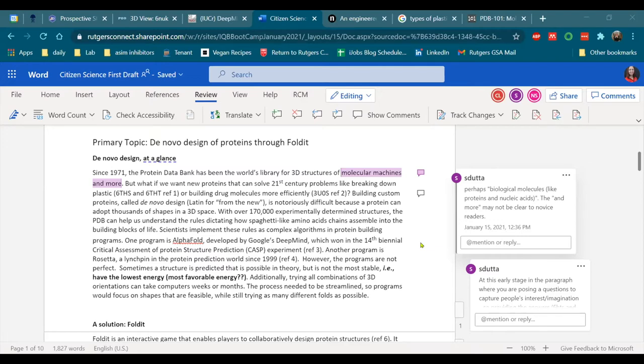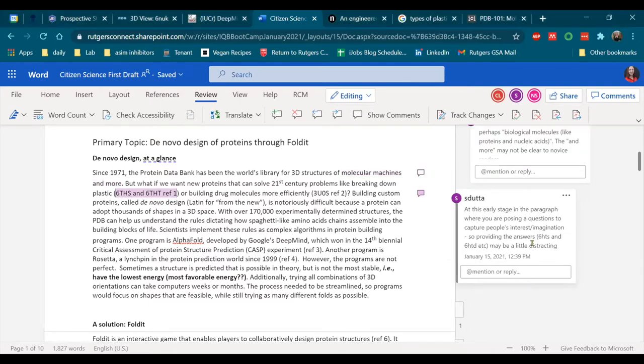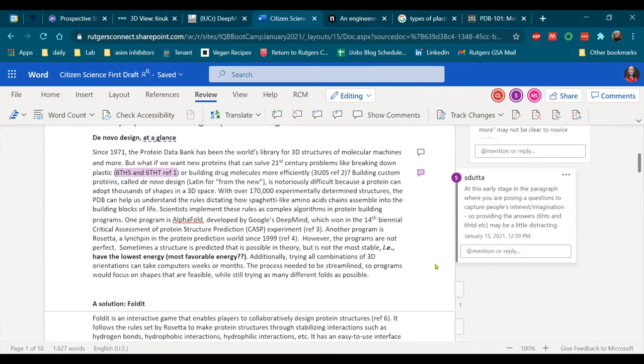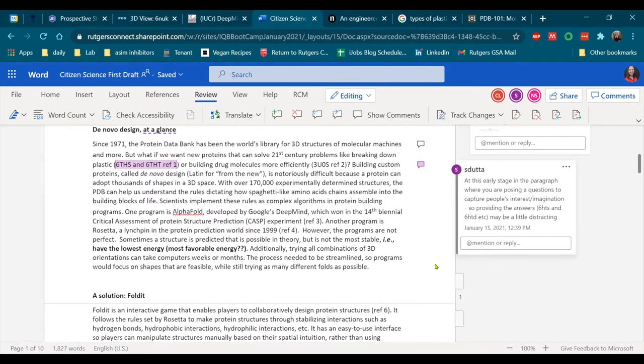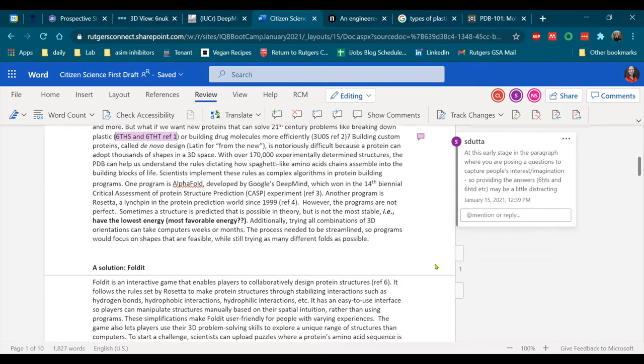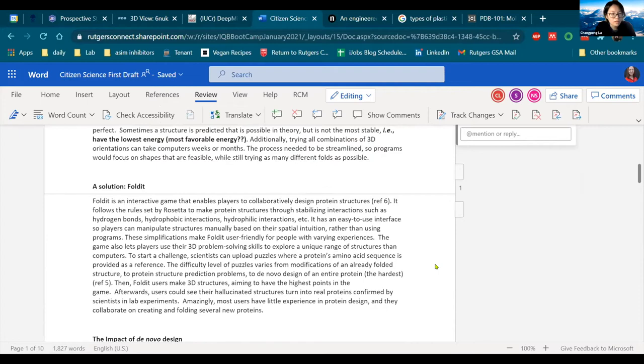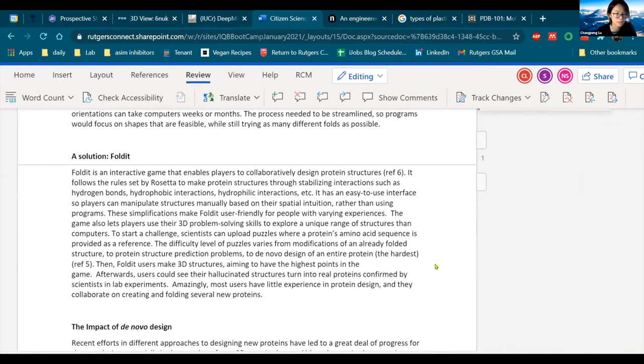However, the programs are not perfect. Sometimes a structure is predicted that is possible in theory, but is not the most stable, i.e. having the lowest energy or the most favorable energy. Additionally, trying all combinations of 3D orientations can take computers weeks or months. The process needed to be streamlined so programs would focus on shapes that are feasible while still trying as many different folds as possible. So the second section of the primary topic is a solution, FoldIt.